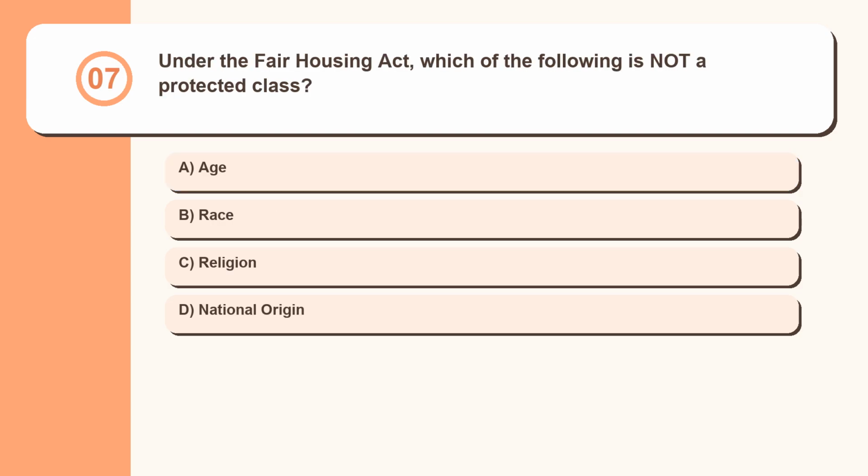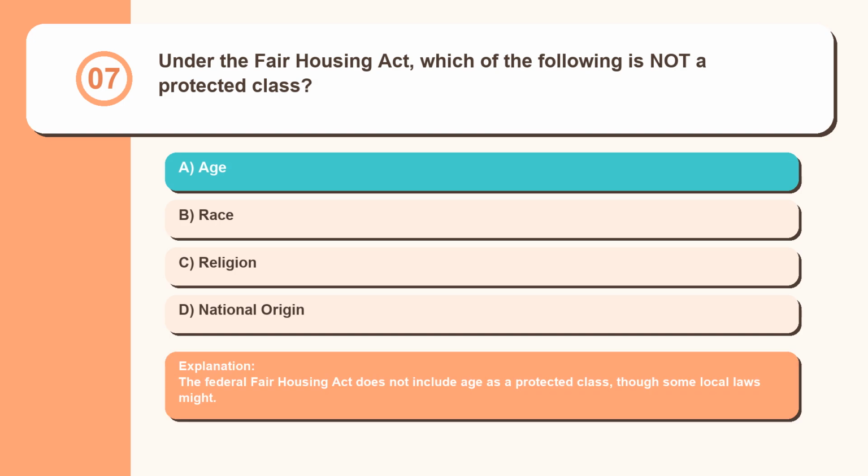Question 7. Under the Fair Housing Act, which of the following is not a protected class? Age, race, religion, national origin. The Federal Fair Housing Act does not include age as a protected class, though some local laws might.